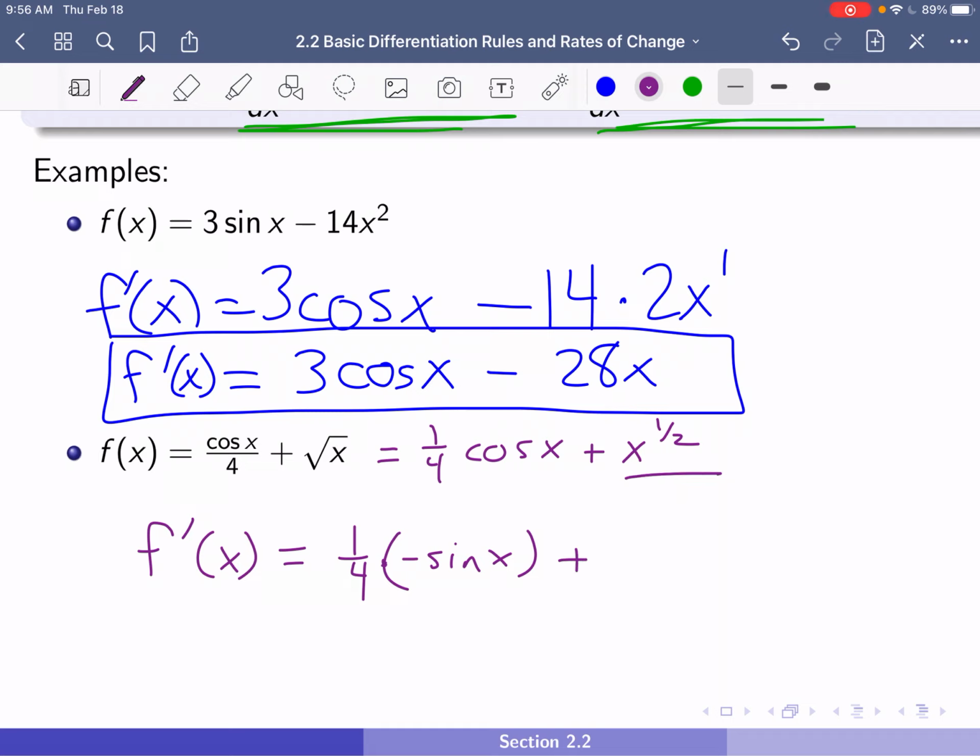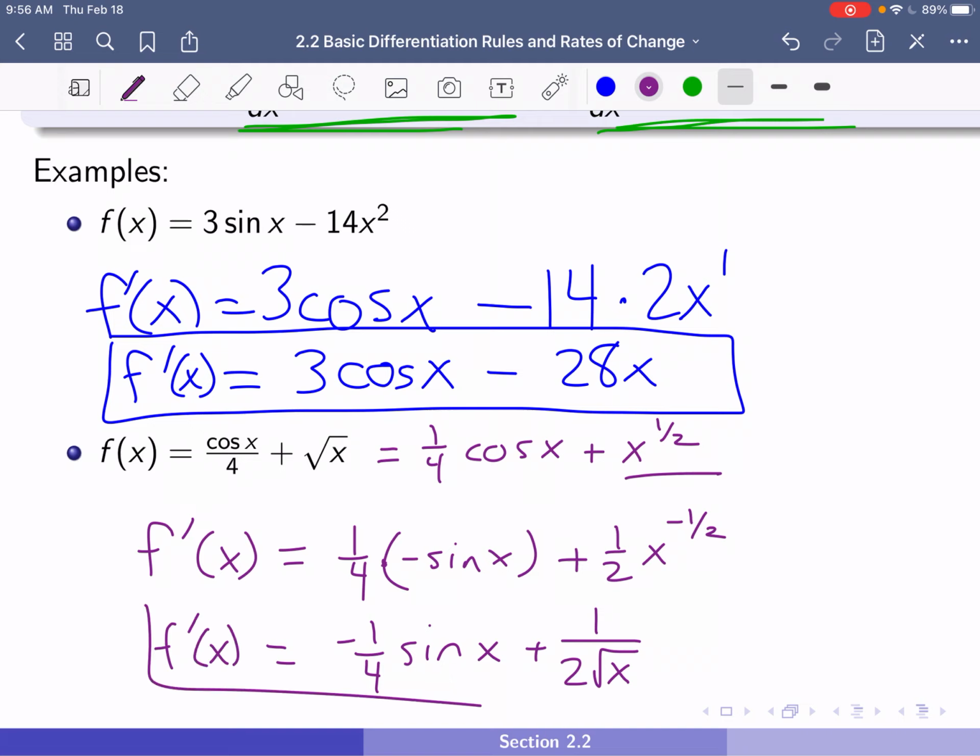Plus the derivative of x to the 1/2, we bring the 1/2 down. We subtract 1 from the power, so that becomes a negative 1/2. So we could write this as negative 1/4 sine x plus 1 over 2 x to the 1/2, or 2 square root x. And that is how we roll through and find our derivative.